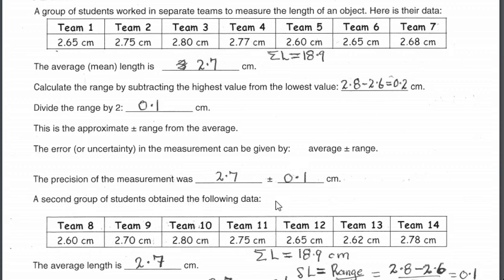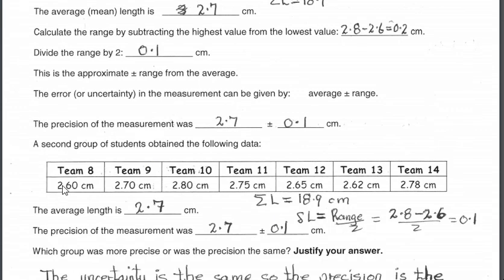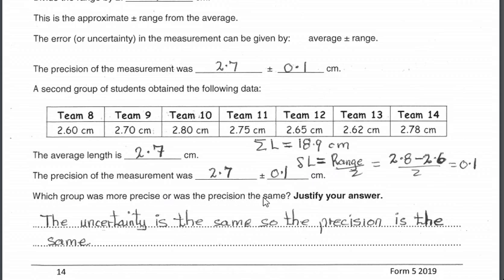A second group of students obtained the following data. So again, we've got another set of data, and another 7 teams. They've measured the average length to be the same. For the precision, where do we get this plus or minus? We do it the range divided by 2. Which group was more precise, or was the precision the same? Well, the uncertainty is the same, so the precision is the same in this case.